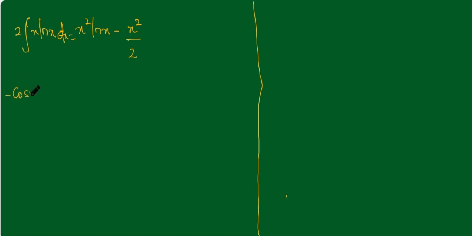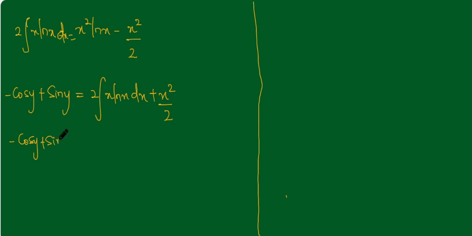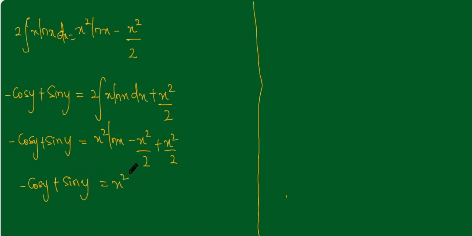We have minus cos y plus sine y is equal to 2 integral of x ln x dx plus x squared all over 2. So this becomes minus cos y plus sine y is equal to x squared ln x minus x squared over 2 plus x squared all over 2. So this becomes minus cos y plus sine y is equal to x squared ln x. So in evaluating this, we've done the working rule 2.